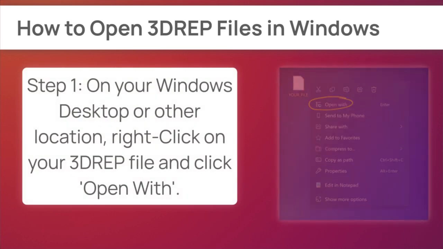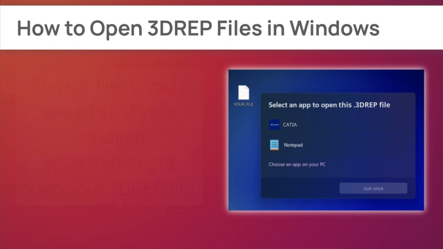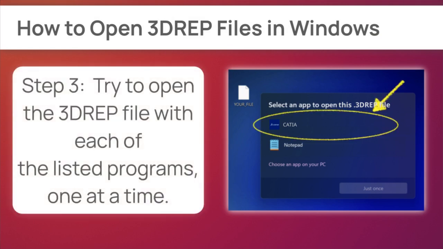Your most effective first step: right-click the 3DREP file and select Open With. If CATIA is installed, use it. If not, choose another program. Keep testing until the file becomes accessible.